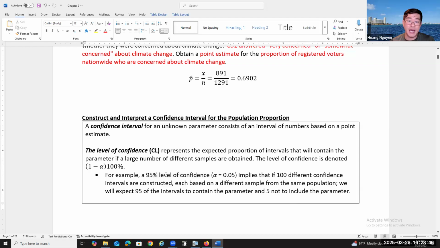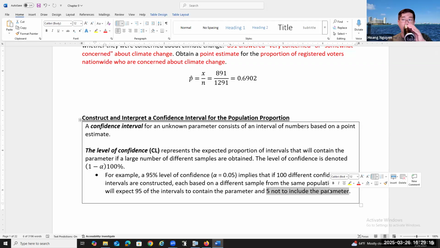So if you have a 95% level of confidence, it means that if 100 confidence intervals are constructed, each based on a different sample from the same population, we expect that about 95 of the intervals will contain the true parameter, and 5 will not include the parameter. That's what I mean by the 95% confidence level. So that's the definition of the confidence level.